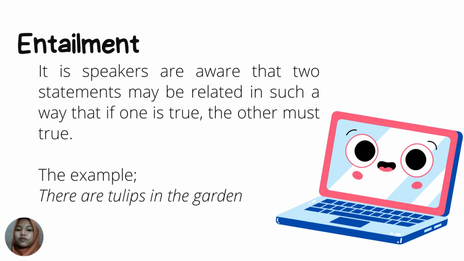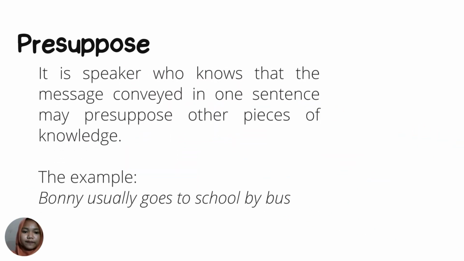Entailment. It is speakers are aware that two statements may be related in such a way that if one is true, the other must be true. The example: there are tulips in the garden. There are flowers in the garden, assuming that tulips and flowers are about the same garden. The truth of tulips tells the truth of flowers.